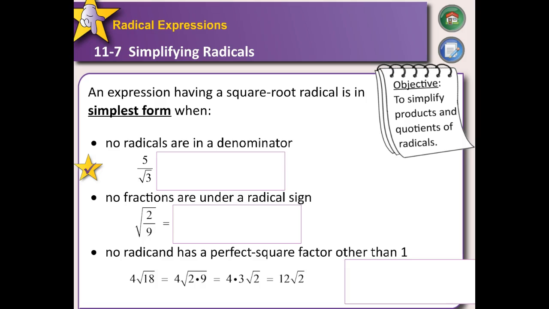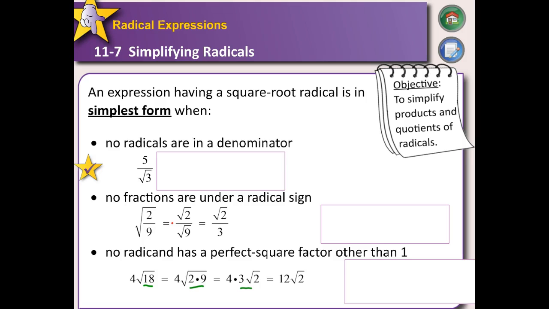If I have 4 root 18, 18 is not a perfect square, so we can simplify that, and we're going to take 18 and make it 2 times 9. We know the square root of 9 is 3, so we're left with 3 root 2, and then I can multiply 4 times 3, and get 12 root 2. So we've been doing that already. If we look at the middle one, remember we can't have a fraction inside the radical. As soon as I see a fraction inside the radical, I rewrite it as the square root of the numerator over the square root of the denominator.